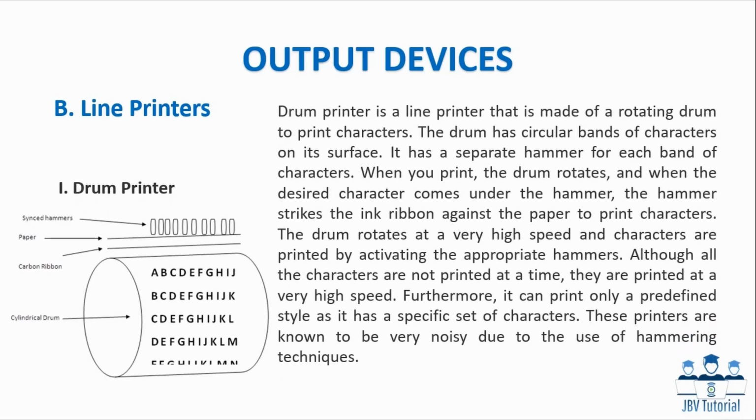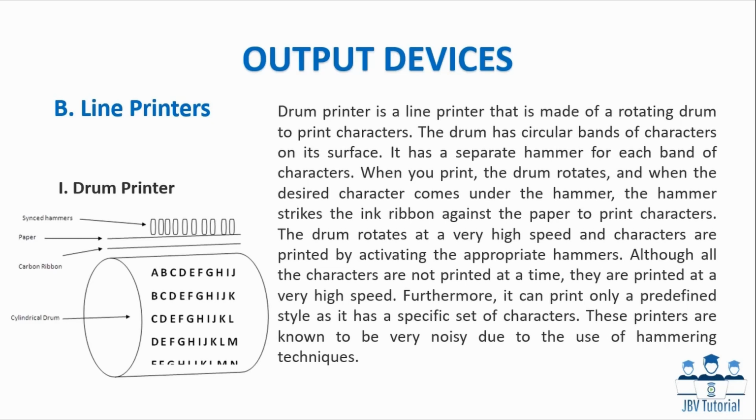Drum printer. Drum printer is a line printer that is made of a rotating drum to print characters. The drum has circular bands of characters on its surface. It has a separate hammer for each band of characters. When you print, the drum rotates, and when the desired character comes under the hammer, the hammer strikes the ink ribbon against the paper to print characters.